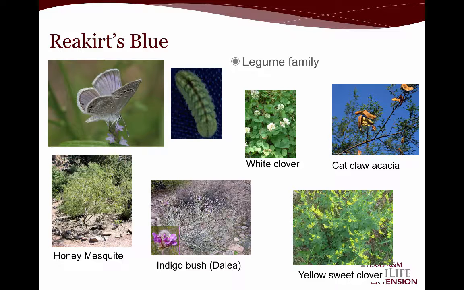You can see in the top left there's the actual adult, and right to the right of that is the caterpillar. Again, it almost looks kind of ribbed and predominantly green. And again, feeds on legume family: white clover, catclaw acacia, yellow sweet clover, indigo bush, and honey mesquite.